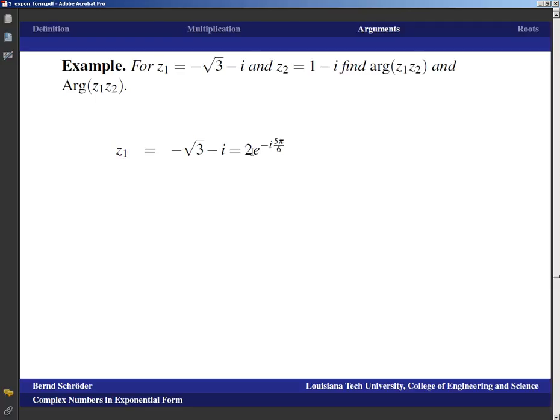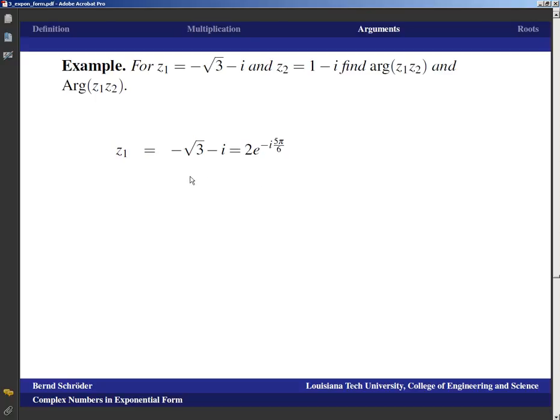Hang on, okay, well, the magnitude being 2, yeah, that's 3 plus 1, that's not a problem. I keep thinking that ought to be negative pi over 6. Give me a second here. Okay, I'm back.